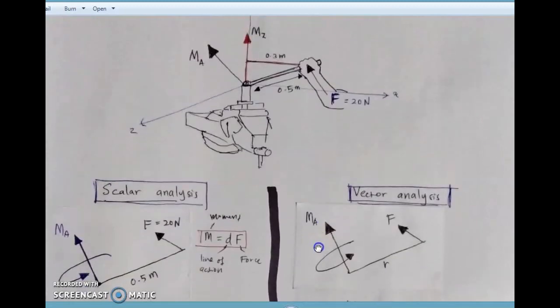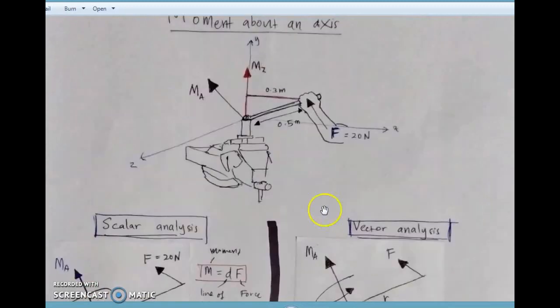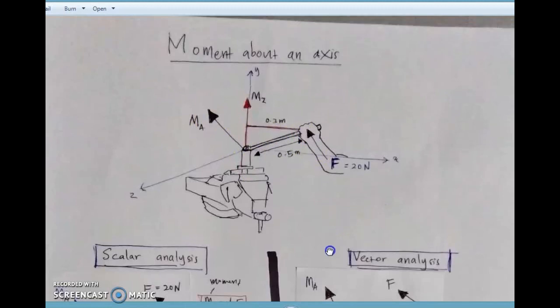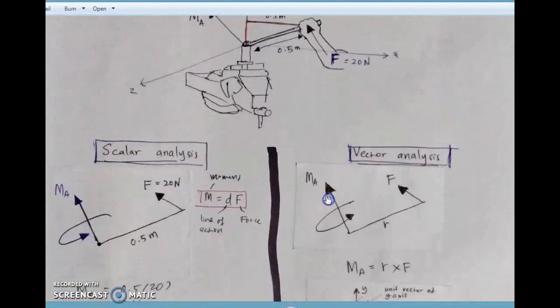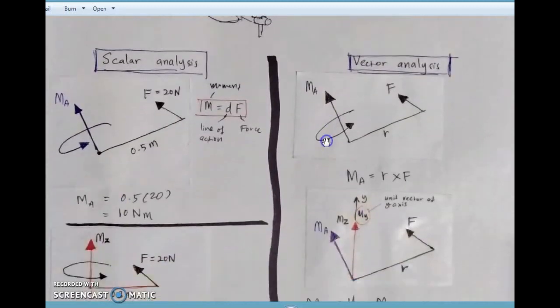Using vector analysis, first you need to find the actual moment of the system, which in this case is MA. When you want to perform the calculation of moment in a 3D approach, from the previous lecture, we can use the method of cross product. Remember, the cross product is a multiplication between vector R and vector F. So first you need to find the MA using the cross product method.